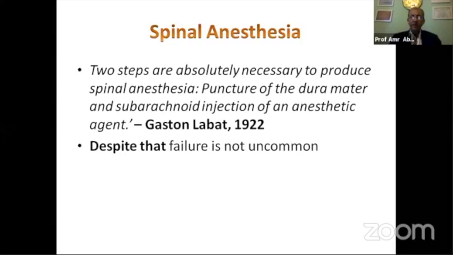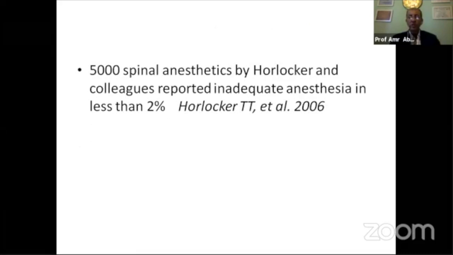Spinal anesthesia. Simply, to achieve a proper spinal anesthesia there are two steps. First, you have to puncture the dura properly and make sure that what's coming out from the needle is CSF. The second is an injection in the subarachnoid space. Despite that, failure is not uncommon. Even if we have a proper puncture of the dura and a proper injection in the subarachnoid space, we still can have failure, and this is no shame, actually.